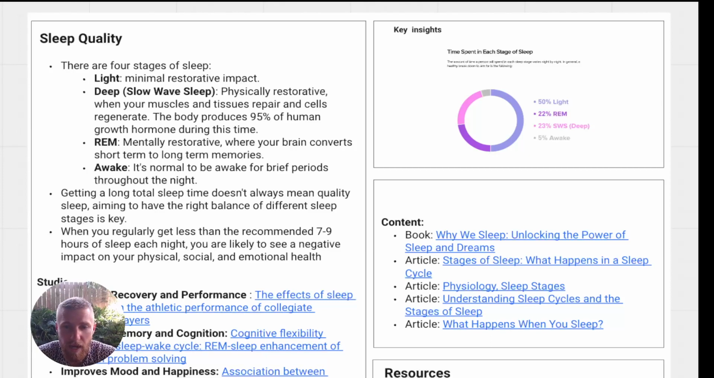And what we'll go through now is the different stages. As you go through the night, you'll go through multiple sleep cycles, and each sleep cycle has some key stages. The first stage is light sleep, and this is where you're drifting off to sleep, and there's no real restorative benefit from light sleep. But then you enter into deep sleep. This is where you get your physically restorative benefits, things like muscle, tissue and cell repair, and also the body is producing the most amount of human growth hormone during this time. So this is really going to help your body to repair and grow.